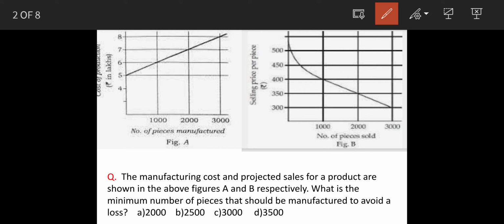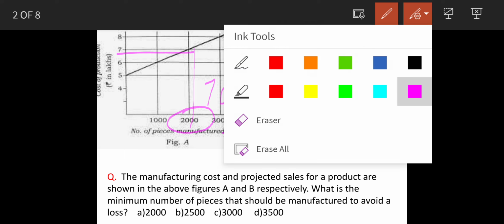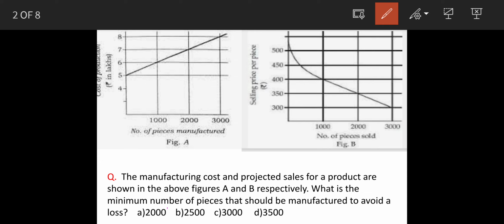Next figure is when we make 2000 pieces. The cost incurred is 7 lakh rupees. And when we sell 2000 pieces at the rate of 350 rupees per piece, the sale value is also 7 lakh rupees. So that means when we make 2000 pieces and sell 2000 pieces, there is no profit, no loss. So the answer is option A.